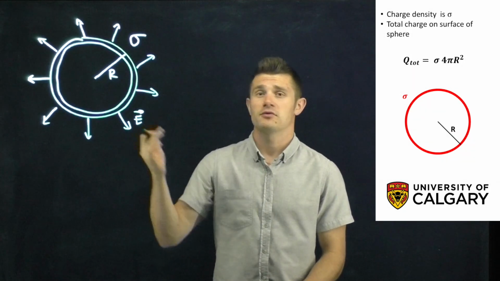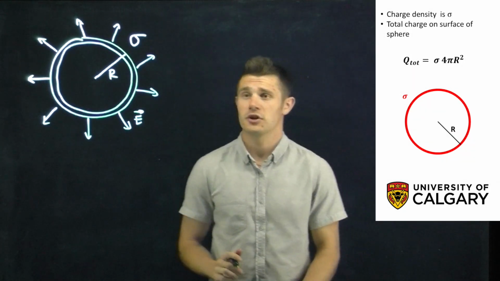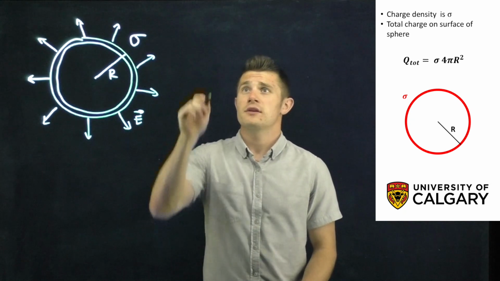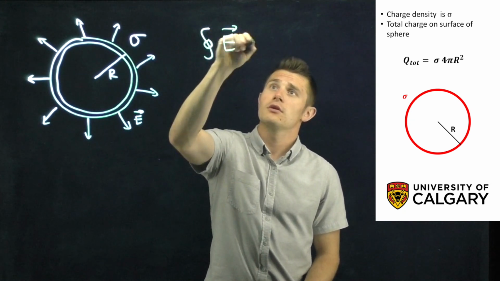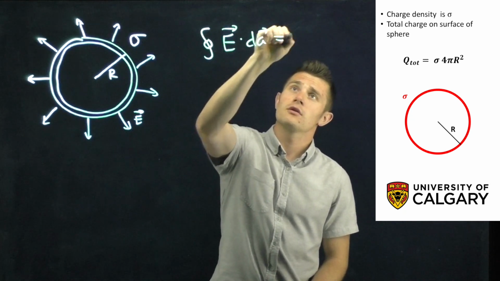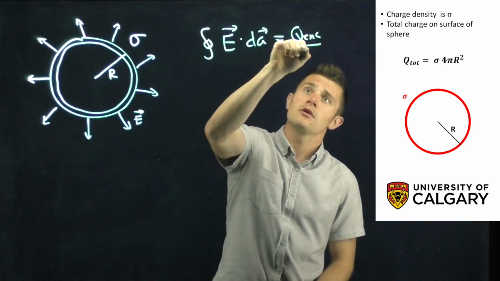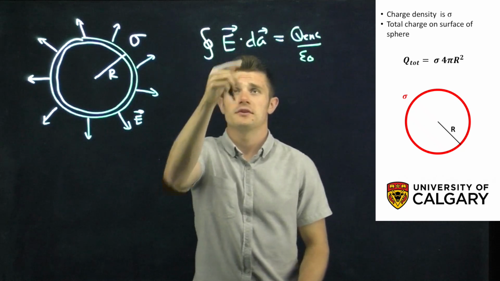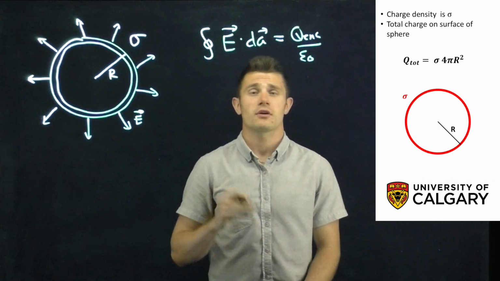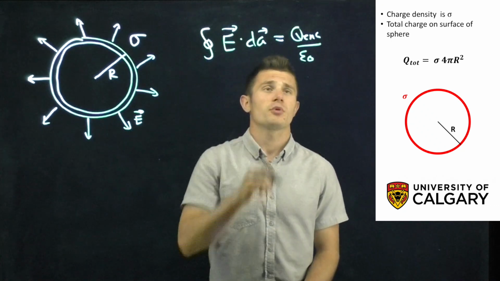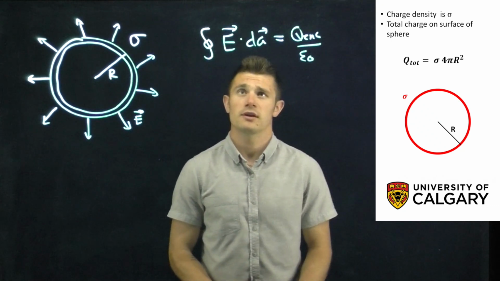Let's start by calculating the electric field outside of our hollow sphere of charge. So we're going to start with Gauss's law in its integral form, which says that the electric field dotted with the infinitesimal area vector is equal to the enclosed charge within our Gaussian surface of choice over the permittivity of free space constant epsilon naught.